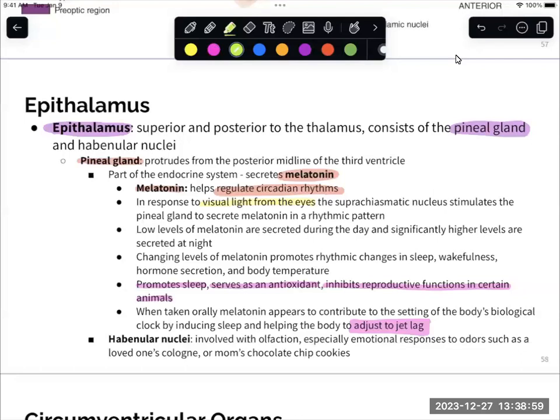There's a nucleus found within the epithalamus for the sense of smell, and it handles emotional responses to odors, that travels through these habenular nuclei.